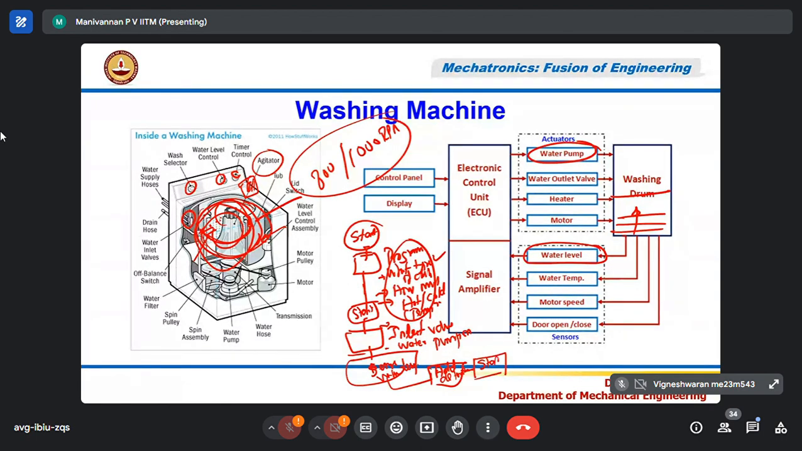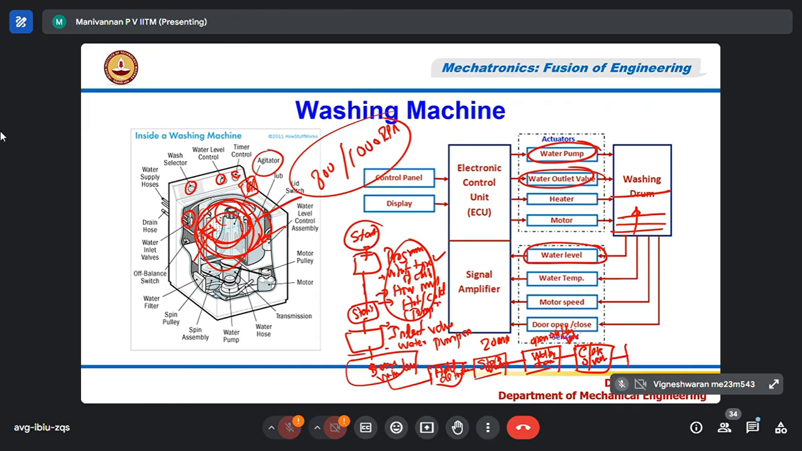Then what will it do? Start the washing cycle. Correct? So once the washing cycle is over, say for example after 20 minutes, the washing cycle stops agitating. Correct? Then the water will be drained. But before draining, what you have to do? Open the outlet valve. Correct? This outlet valve will be open. Then drain the water. Once the water is drained, again close the outlet valve.